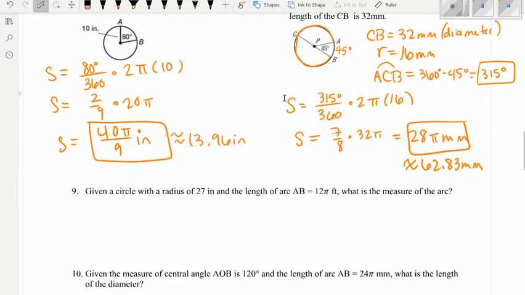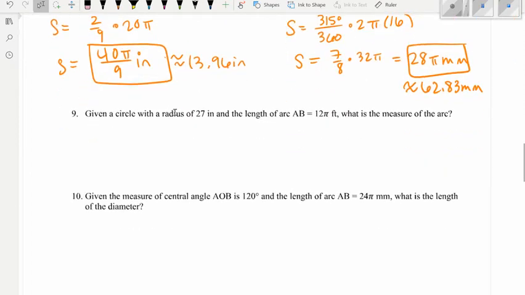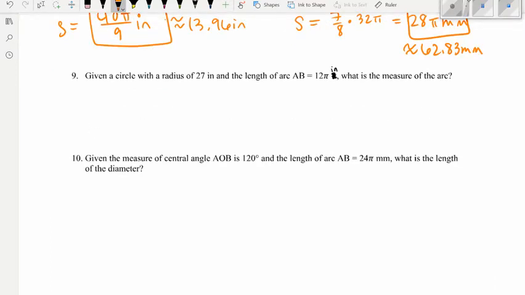All right, so why don't you guys go ahead and pause the video and do 9 and 10 on your own. When you're done, we can unpause the video and check our work. All right, so let's go ahead and look at question 9. So question 9 says, given a circle with a radius of 27 inches and arc length of 12 pi inches, what is the measure of the arc? So we want to figure out the measure of arc AB, which is x degrees.